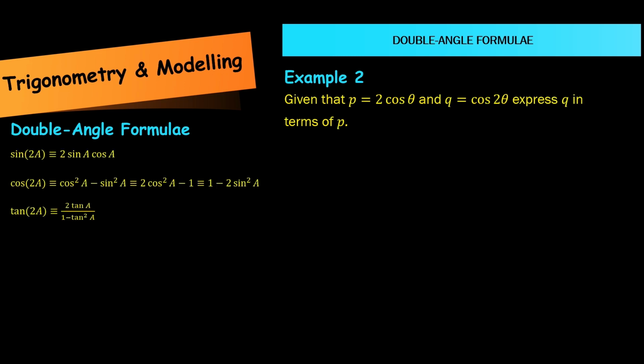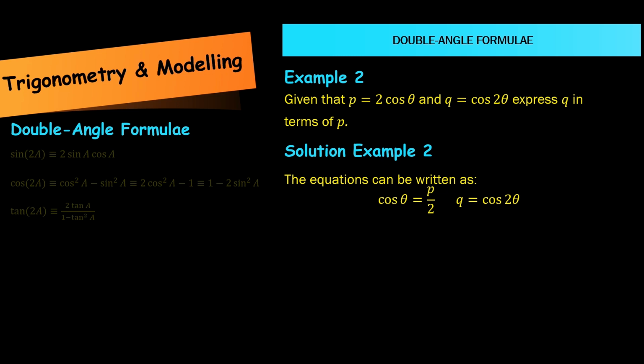Now let's take a look at another example. Pause the video and have a go. Press play when you're ready to view the solution. In this example, given that P equals 2 cos θ and Q equals cos 2θ, express Q in terms of P. So let's solve this.